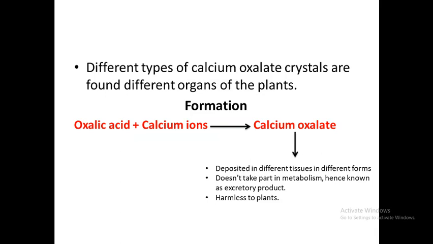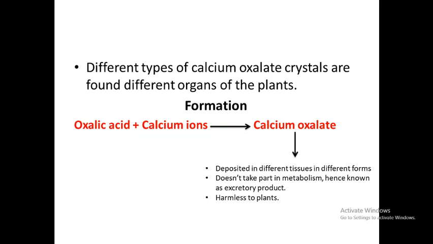Different types of calcium oxalate crystals are basically found in different organs of plants, and these are synthesized from oxalic acid. The protein metabolism and other metabolism in the plant gives the product, that is oxalic acid, which is harmful to the plant. So this harmful oxalic acid is converted into a harmless product, that is calcium oxalate, by utilizing the calcium ions in the plant. These formed calcium oxalate crystals are deposited in different tissues of a plant.